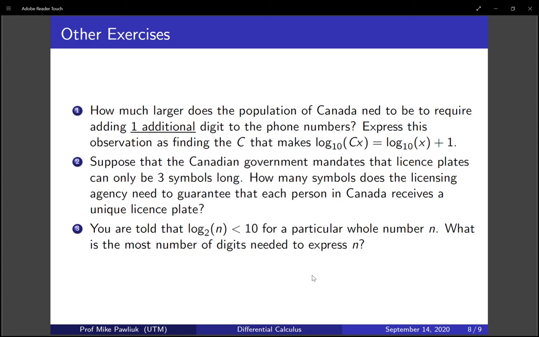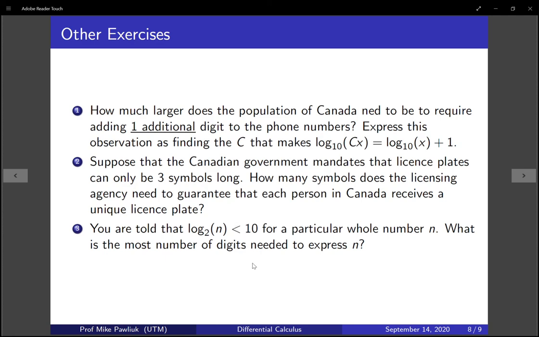Suppose that the Canadian government mandates that license plates can only be 3 symbols long. How many symbols does the licensing agency need to guarantee that each person in Canada receives a unique license plate? We saw that if we use 36 symbols, then we only needed 5 slots. What if you were only allowed 3 slots? How many symbols would you have to have?